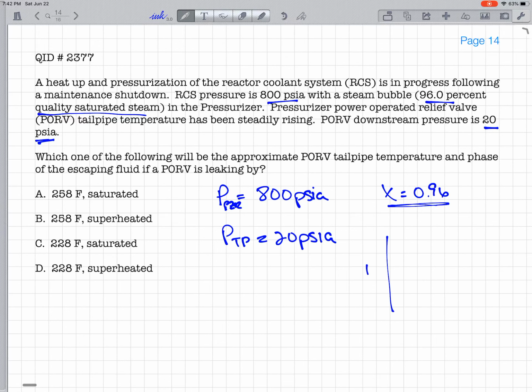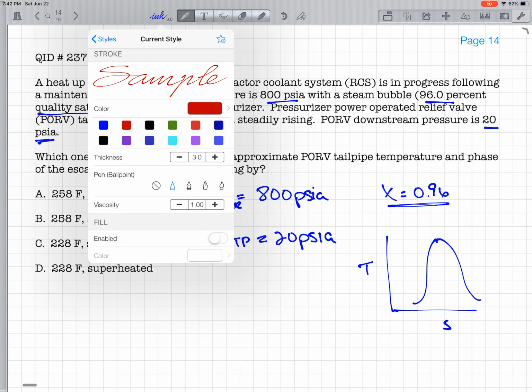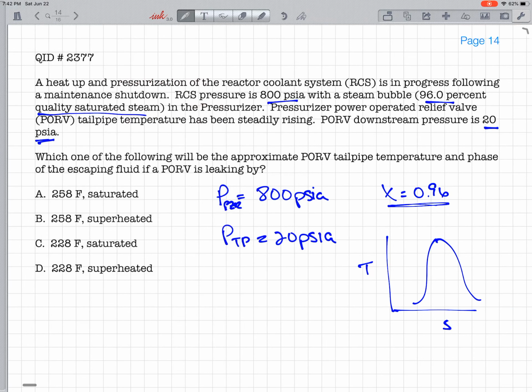That means that a temperature entropy diagram will look like this. Here's an isotherm. So there's saturation temperature right there. So what we're saying is that the steam is somehow not quite saturation steam, but 96% of the way there is pretty much there.